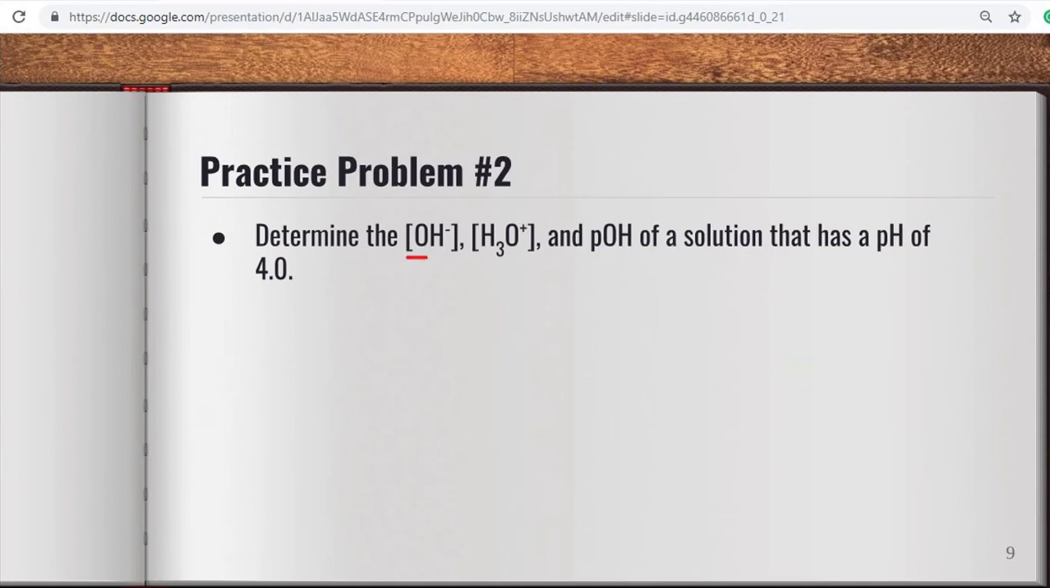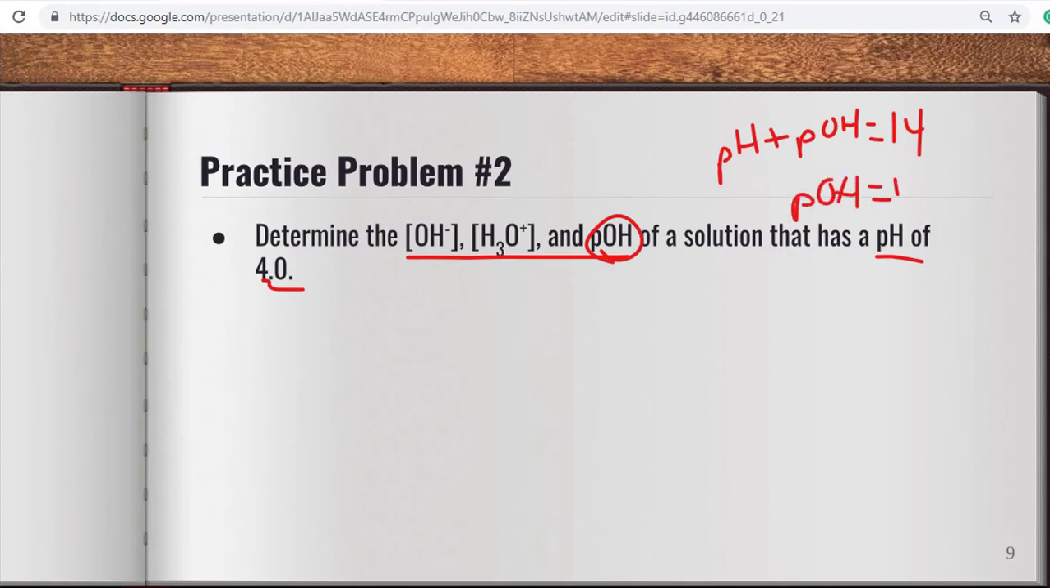It says here to determine the OH minus, H3O+, and pOH of a solution that has a pH of 4. We have to figure out all these different things, so let's think about what we need to do to get started. I think the easiest one to solve for right now is pOH, because we know that pH plus pOH equals 14. So if my pH is 4, then my pOH is clearly going to be 10. That's a pretty good start.